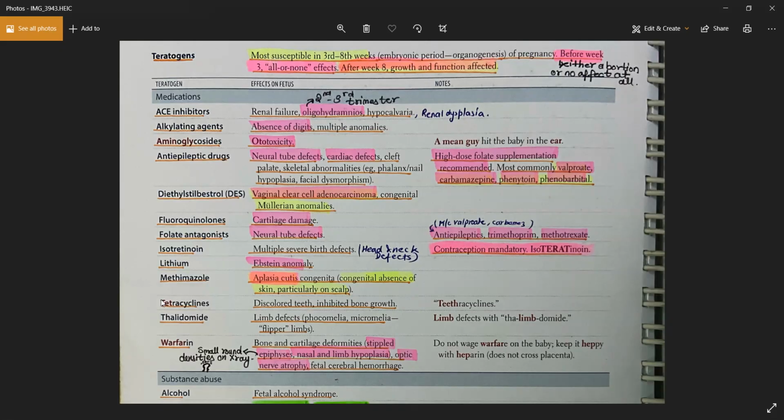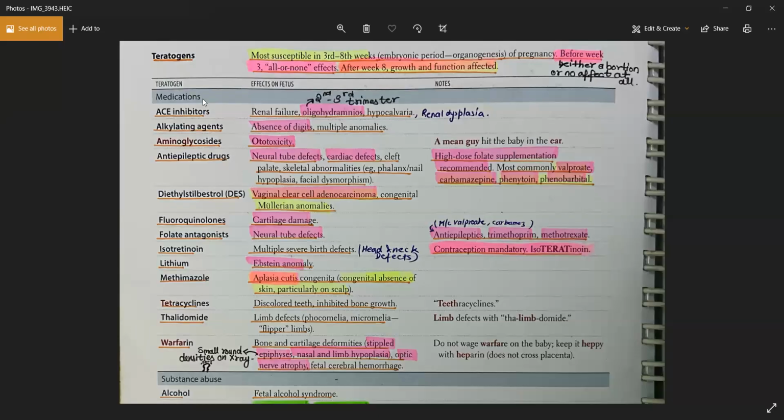Then you have tetracyclines, discolored teeth, we know that. Thalidomide can cause phocomelia, where you have seal-like limbs, and that's why this drug is stopped. Warfarin is again teratogenic, and that's why you cannot give warfarin to a pregnant female. You can have stippled epiphysis, although not very important. Nasal and limb hypoplasia can also happen. Optic nerve atrophy can happen. All these things because of warfarin.